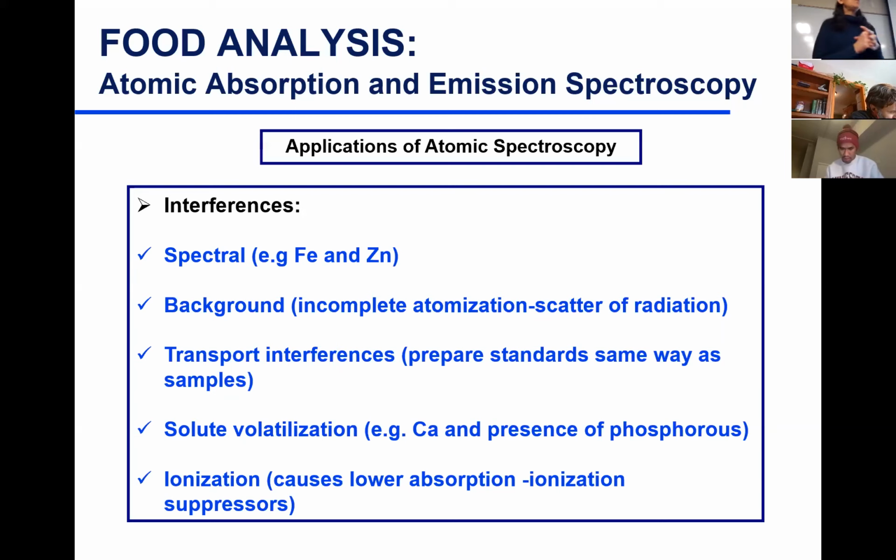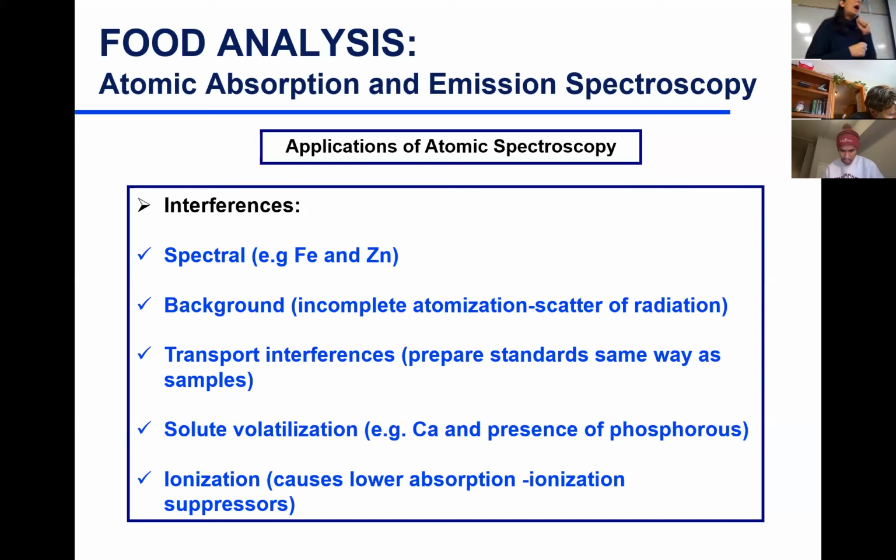Solute volatilization. Some of you that did the lab already, you add lanthanum chloride when you're measuring calcium. Because calcium, in the presence of phosphorus, which you might have there, can form calcium pyrophosphate, which is a large molecule that will not really get volatilized and won't reach the flame. So you would get underestimation of calcium. So you add lanthanum chloride as you're preparing your sample so that the lanthanum interacts with the phosphate and releases the calcium, so the calcium can be volatilized into your flame and measured. If you don't put lanthanum chloride, you're underestimating the calcium amount in your sample. Ionization. Again, this has to do with the flame and the acetylene to air ratio.